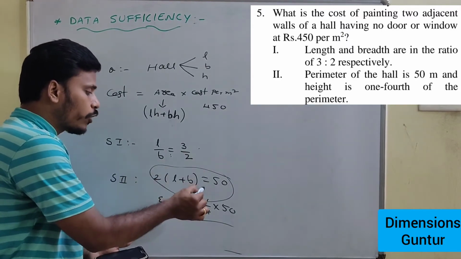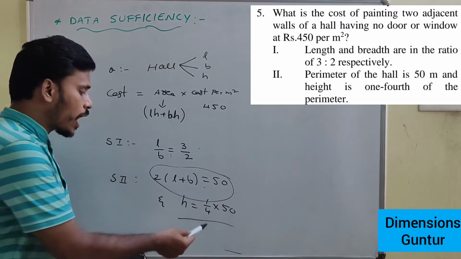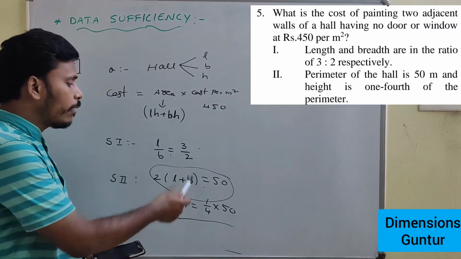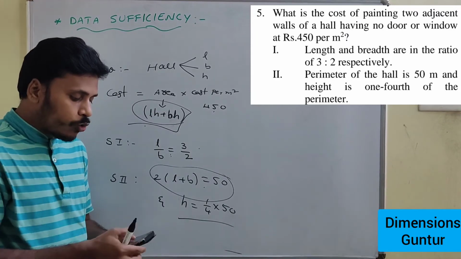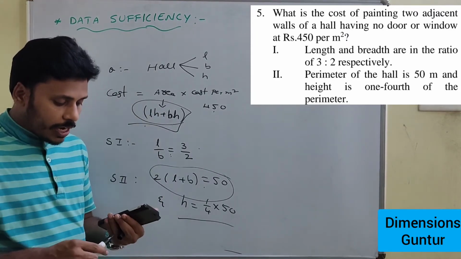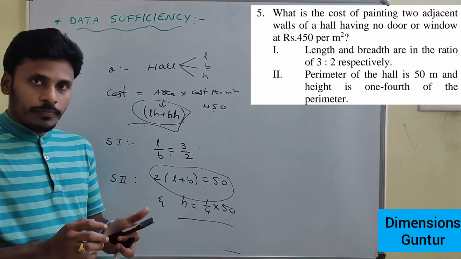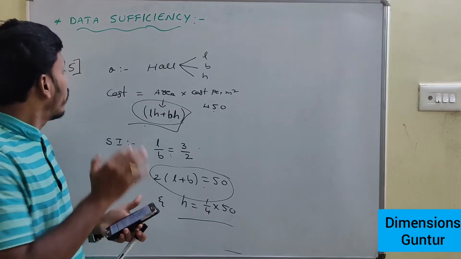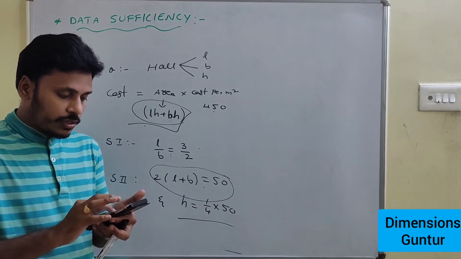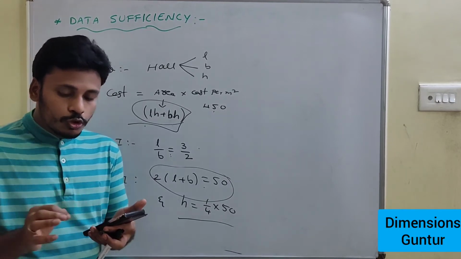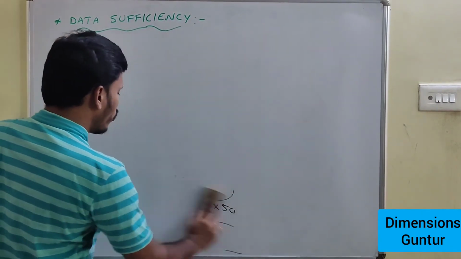Using this ratio and using 2 times (L plus B) equal to 50, you will get the L value and the B value, and the H value is already there, 50/4. Use L, B, H to find the area. After finding the area, multiply with 450. At the end you can answer the question using both the statements. That's the fifth problem. We are solving data sufficiency, so there is no need to solve the questions, just check whether the given statements are sufficient to answer the question.